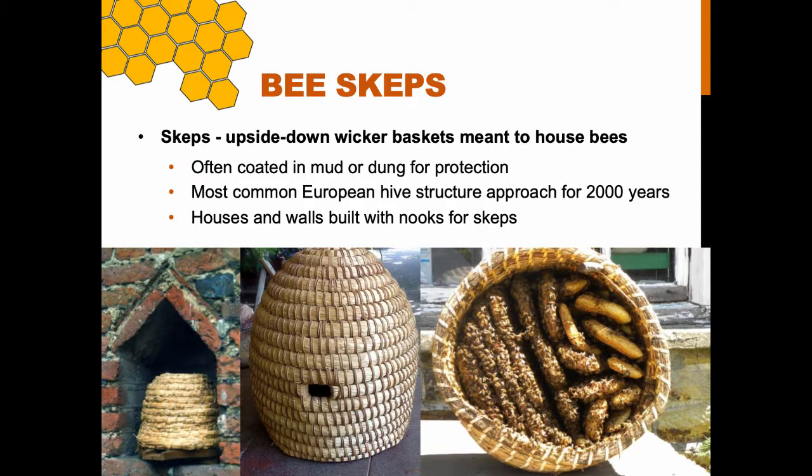So this is a skep nook. This is a modern-made skep, but that's pretty true to the architecture. And then this is what it looks like when the bees build their combs inside the skep. So you can see they just sort of pack the whole thing as densely as they can.